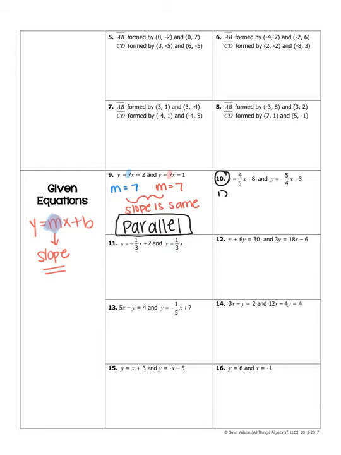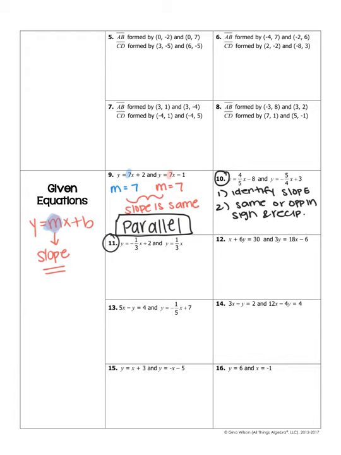So first identify your slope. Figure out what is that number in front of x. Then you're looking, are they the same or opposite in sign and reciprocals? Go ahead and try number 11 on your own.